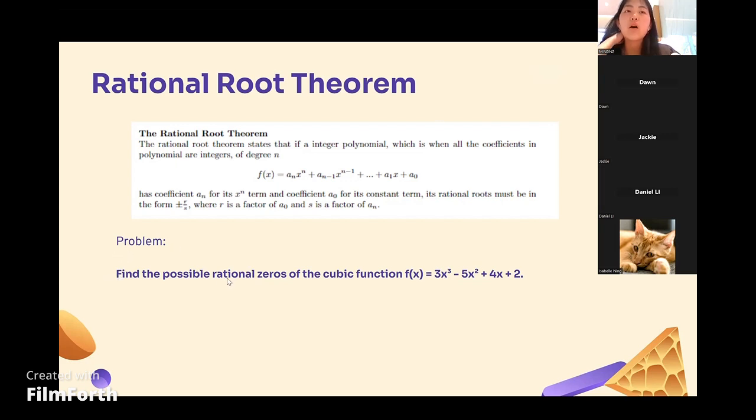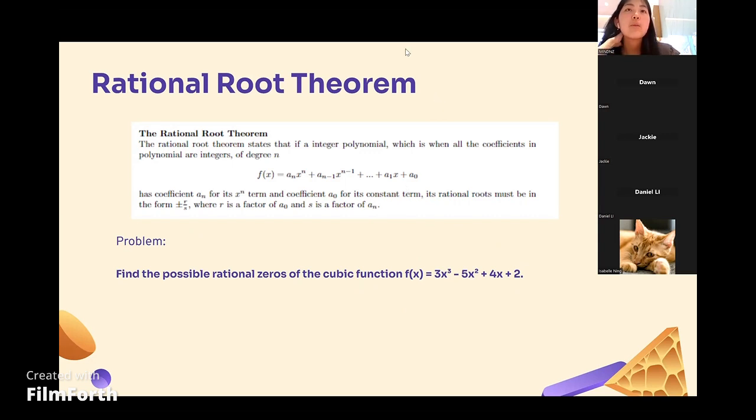Then let's try the problem: find all the possible rational zeros, but that really just means rational roots, of the function f(x) equals 3x cubed minus 5x squared plus 4x plus 2. Let's try this question. We only want to find the rational roots, so we don't care if it has irrational roots or complex roots. We just want to find what possibilities it could have for this polynomial.